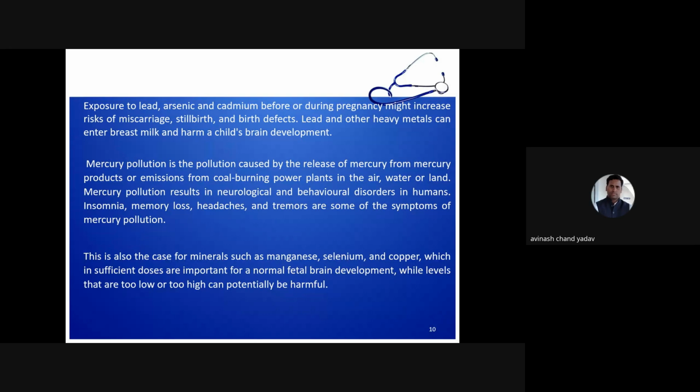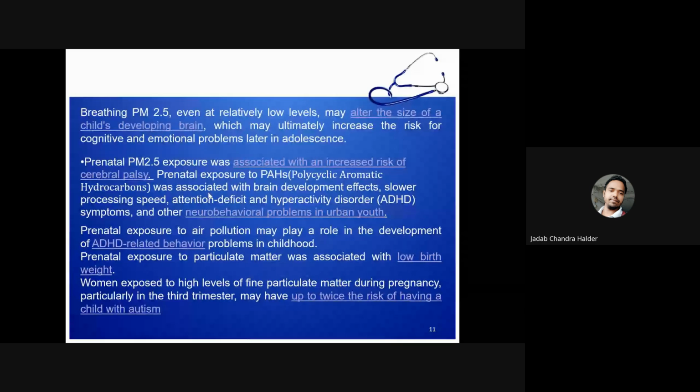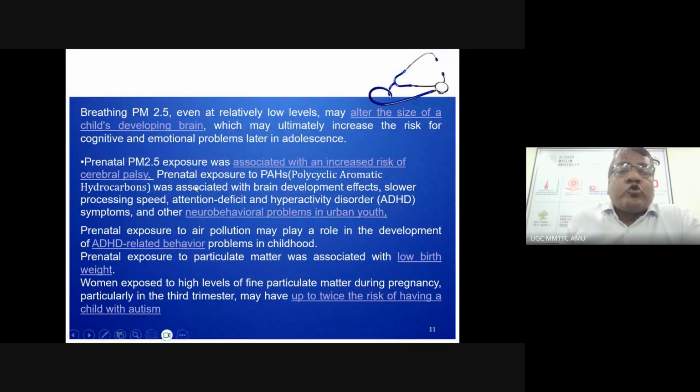Now, breathing particulate matter of 2.5, as I have earlier said, even at relatively low level, may alter the size of the child's developing brain, which may ultimately increase the risk for cognitive and emotional problem later in adolescence. So what will be the effect of this in adults? First, it will affect the child's developing brain, and later in adult's life, it will give rise to the cognitive and emotional problem in the adolescence.